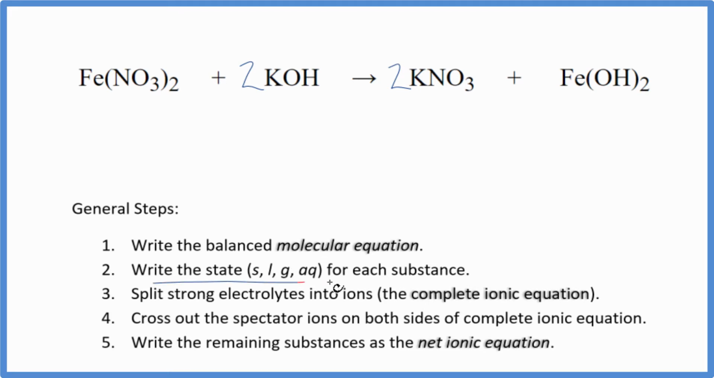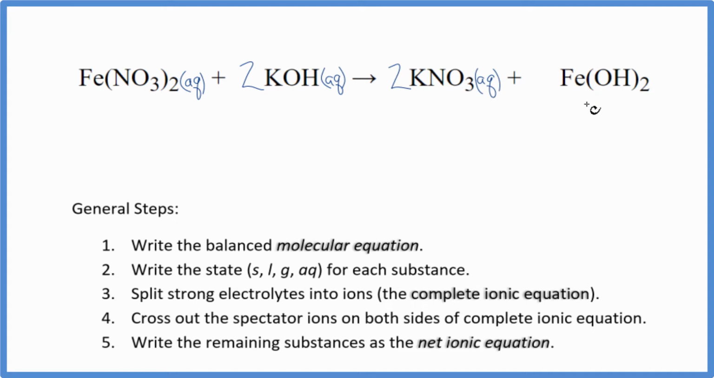Next, we need to write the states for each substance. Nitrates are very soluble if you know your solubility rules. (aq), that's going to dissolve and dissociate. KOH, that's a strong base. That will also dissolve and dissociate into its ions. Even though nitrate here, soluble.